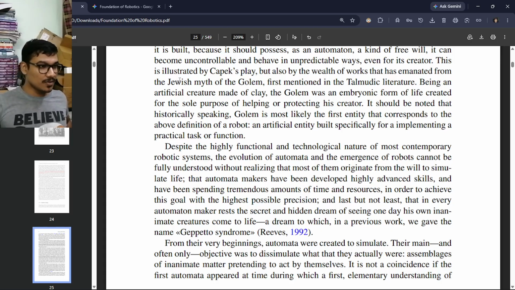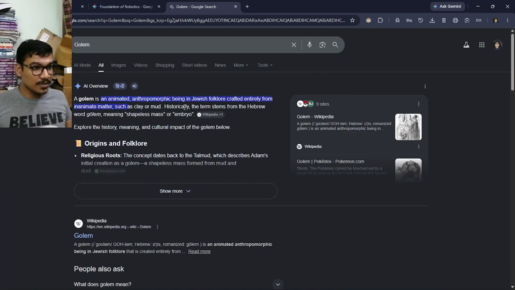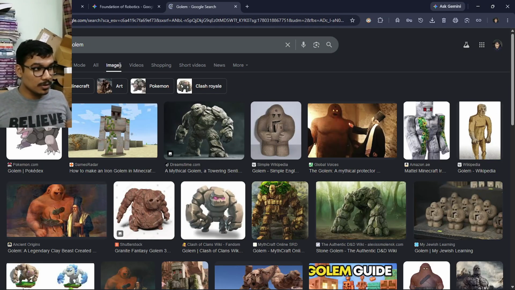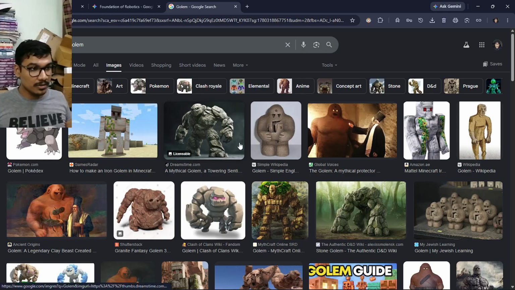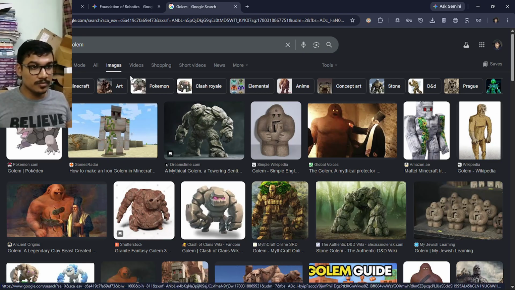So this is illustrated by the Čapek play, but also by the wealth of the stories that has emanated from the Jewish myth of the golem, first mentioned... Okay, golem. So is that the same golem which is in Minecraft? Oh yeah, yeah. That's the golem.